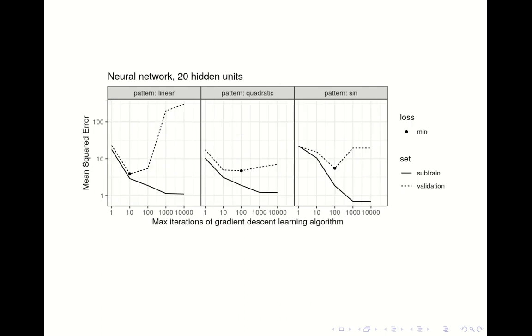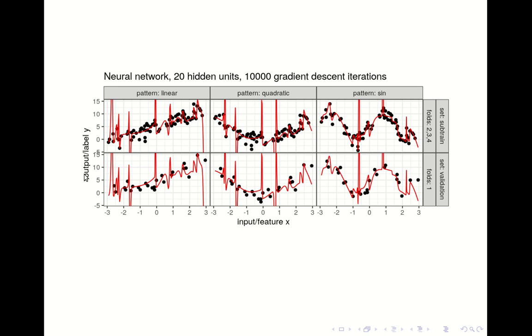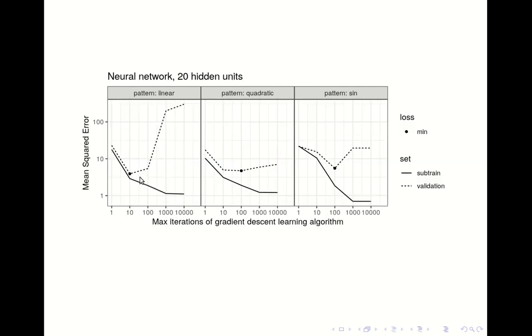And so we can quantify that. Here's a figure that quantifies the overfitting. The idea is that here we're plotting the mean squared error. That's essentially a measure of how close these red prediction lines are to the corresponding data points. So we can measure that mean squared error with respect to either the subtrain set or the validation set, and this is what we do with these two lines here. The subtrain mean squared error is shown as a black line, and the validation mean squared error is shown as the dashed line.